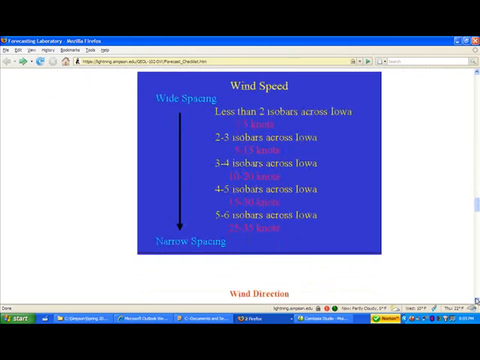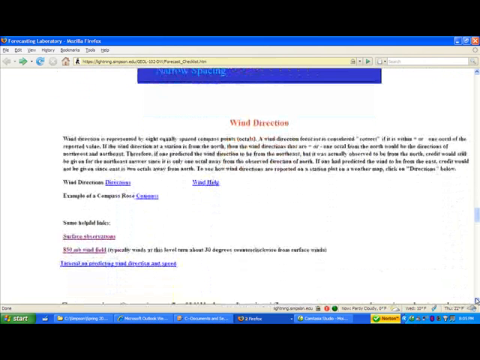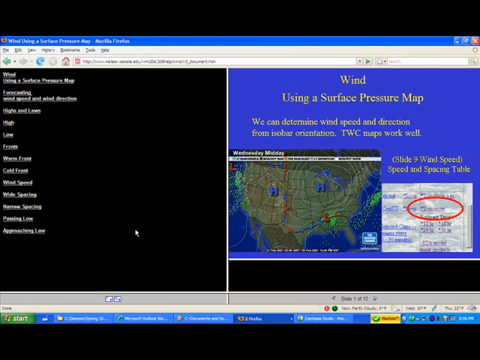Now I also have to forecast for wind direction. And some things that you can look at, I actually have a tutorial here on predicting wind direction and speed. I won't spend a lot of time on it, but I would encourage you to go through. There are only 13 slides. And in fact, this does a very nice job of showing you how you can predict wind direction. The gist of this is to look at your surface map.